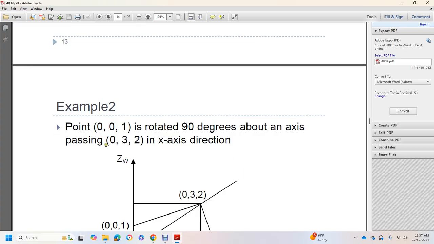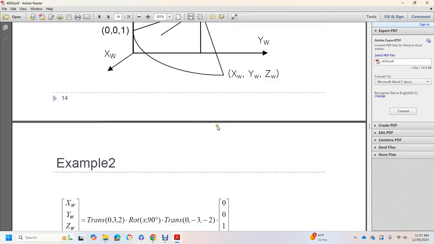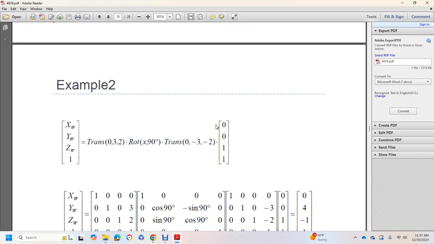Example 2: a point is rotated 90 degrees about an axis passing through point 0, 3, 2 in the X direction. Then it shows the matrix: translation 0, 3, 2, rotation about x 90 degrees, translation 0, negative 3, negative 2.